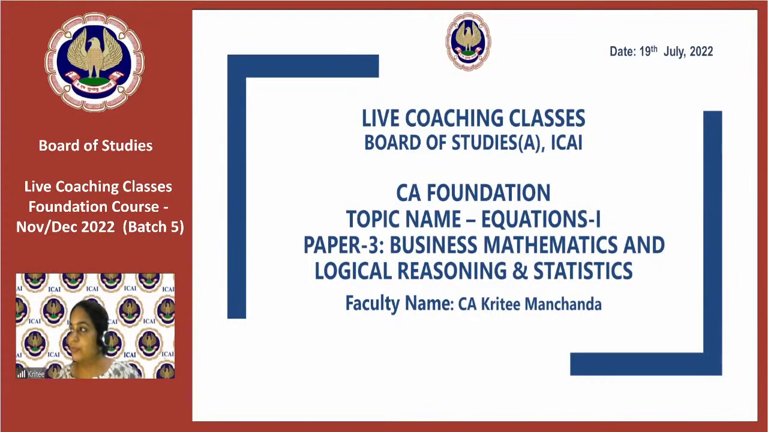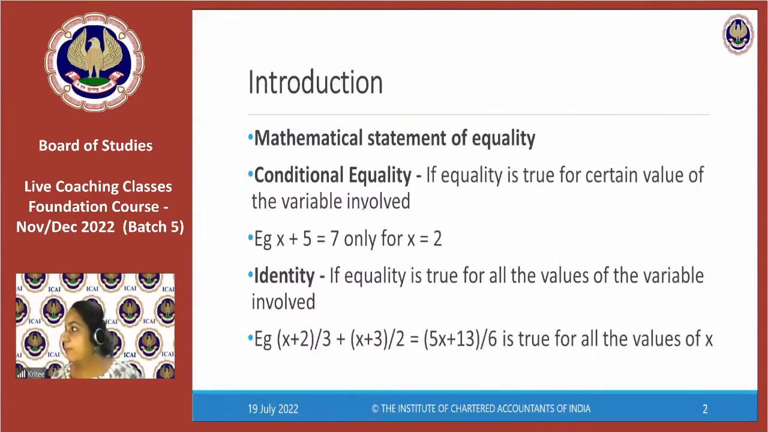Before starting with the equations, let's understand the meaning of the equation. Equation is derived from the term equality. Equation reflects or talks about equality or equal to. So when we say equation in mathematics, we must have some variables and their equality.